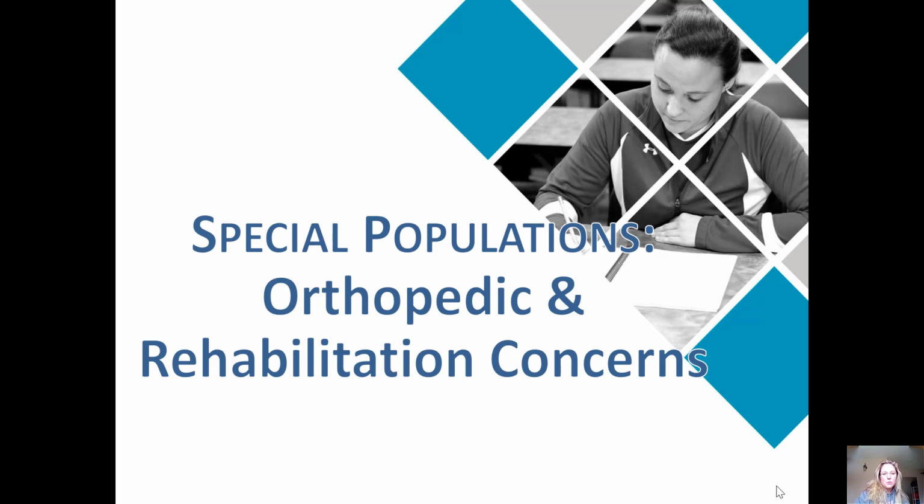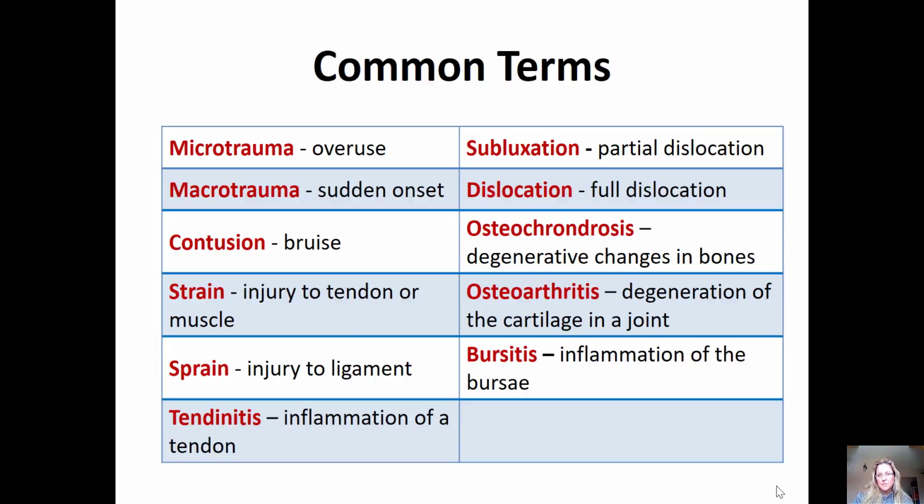So this is for chapter 22, and chapter 22 deals with that special population, orthopedic and rehabilitative concerns. So just some terminology that you'll probably see throughout this chapter and some definitions that you should familiarize yourself with are listed here. So a micro versus a macro trauma: micro traumas are injuries that will result from overuse.